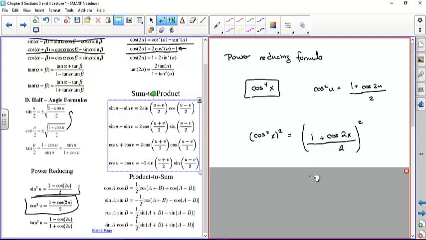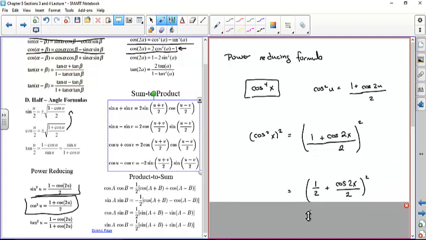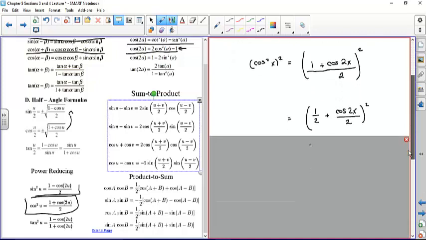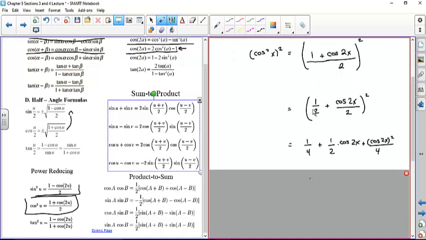So what you can do is break it up into two fractions: one half plus cosine of 2x over 2. And then you use FOIL, take this times itself. So half times a half is a quarter. Half times cosine of 2x over 2 is cosine of 2x over 4, but you get two of those because you get one in the inner and one in the outer. So that 2/4 gives you a half. And then you have the last, which is cosine squared of 2x over 4.